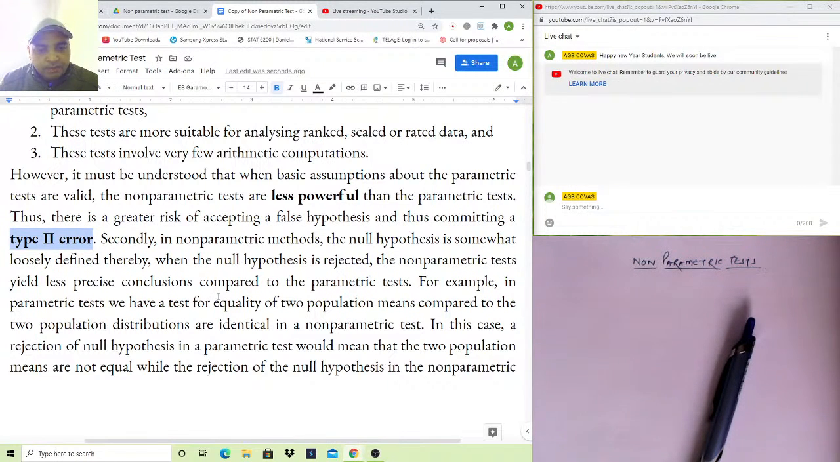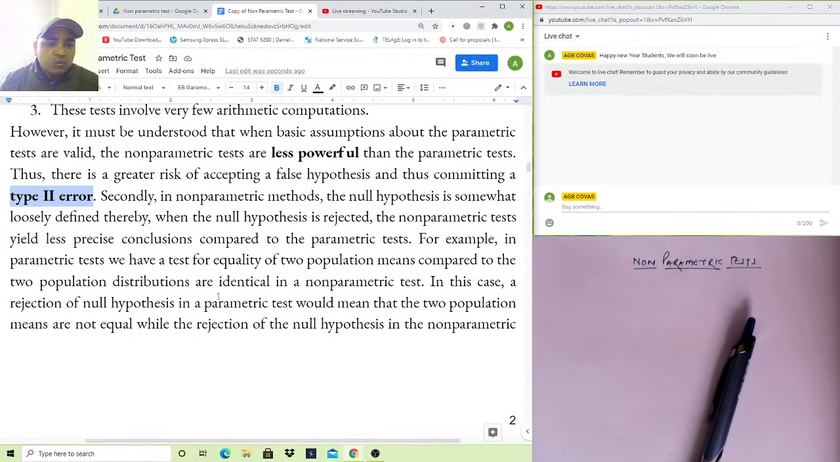Secondly, in non-parametric methods, the null hypothesis is somewhat loosely defined. Thereby, when the null hypothesis is rejected, the non-parametric test yields a less precise conclusion compared to the parametric test. For example, in a parametric test, we have a test for equality of two population means, the t-test, say, compared to whether the two population distributions are identical in a non-parametric test.